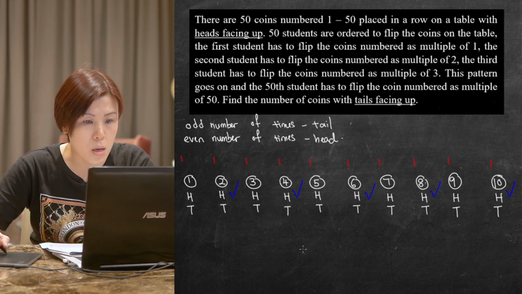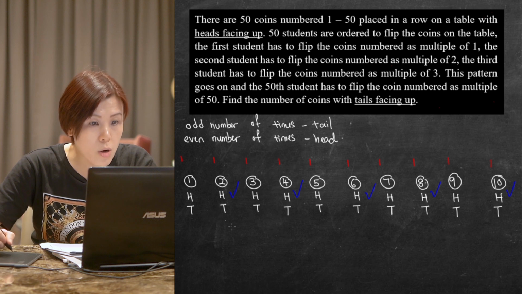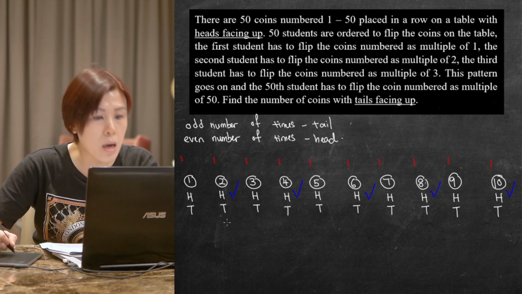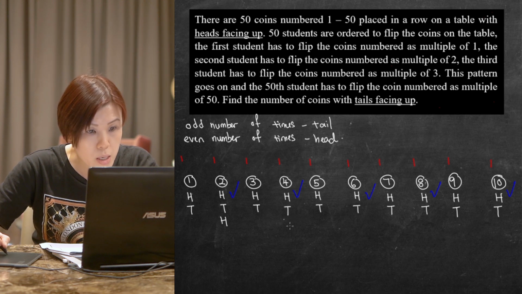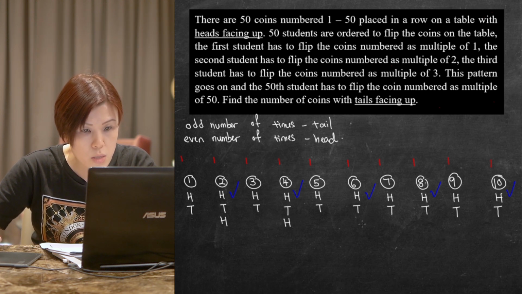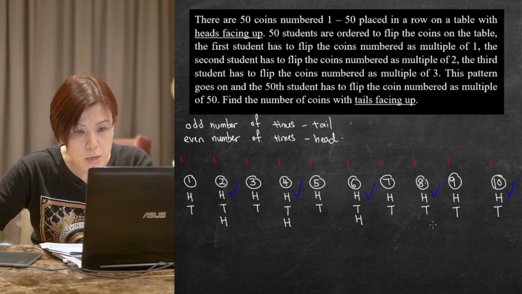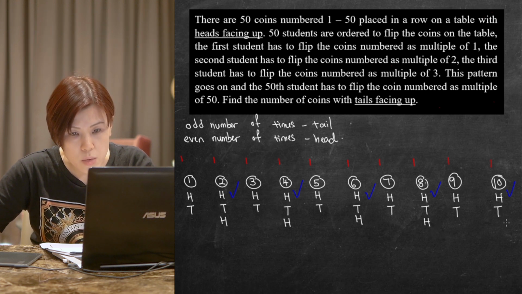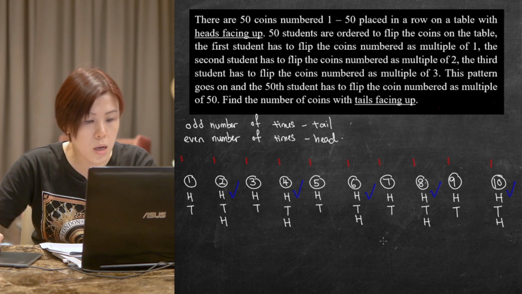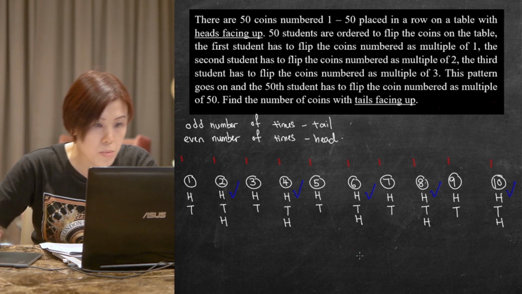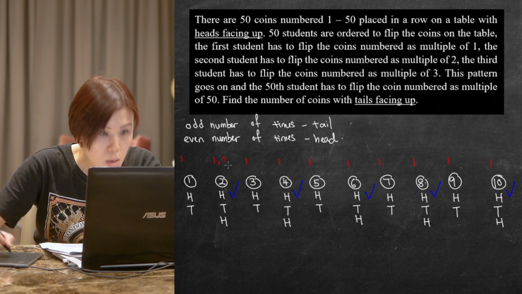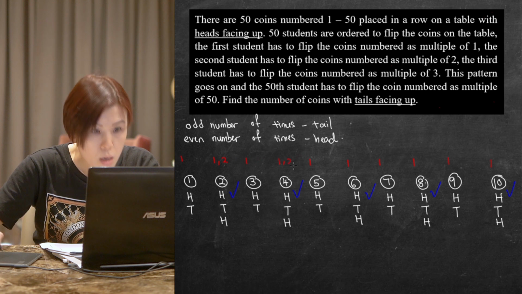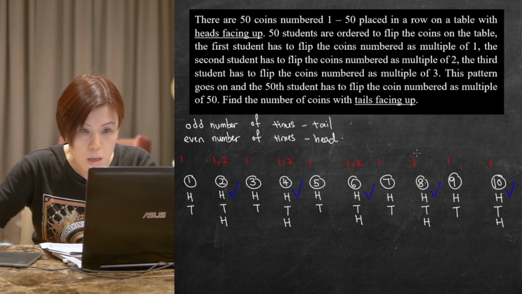All these coins, like coin number 2 with tail facing up, will now turn to head facing up. Coin number 4 will be head facing up, coin number 6 will be head facing up, coin number 8 will be head facing up, and coin number 10 will have head facing up. And I'm going to put 2 to show that these coins are flipped by the second student.